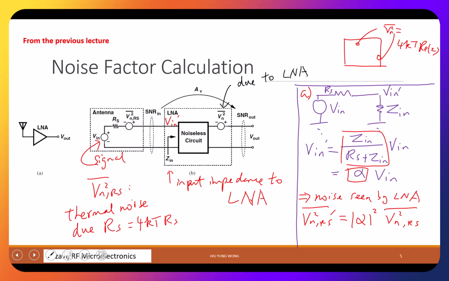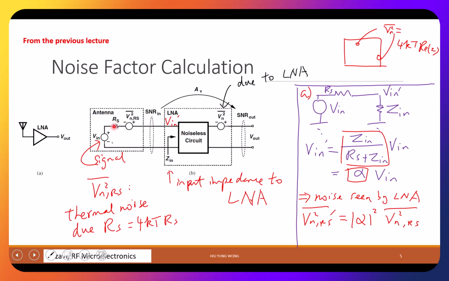Now, then what is the noise factor here? Now, we do need to be careful. Our goal is to find out what is the ratio of the signal to noise at the output and the signal to noise at the input, right? But first of all, I need to point out how much noise really comes into here.